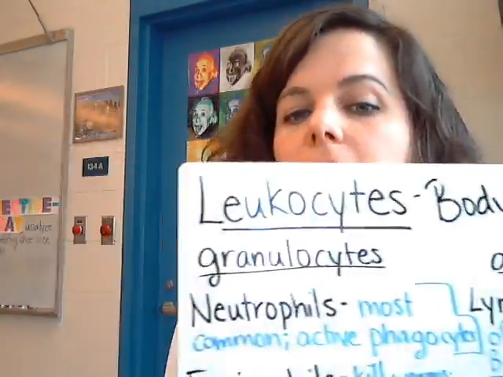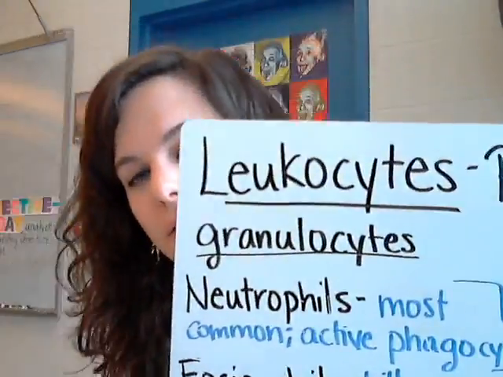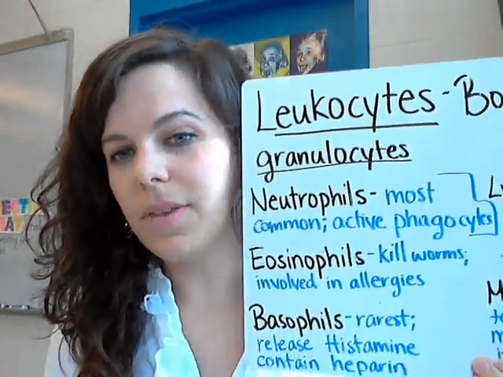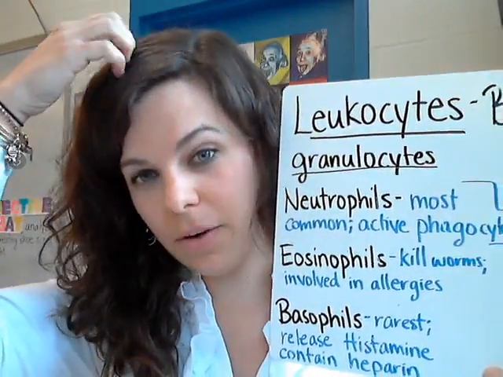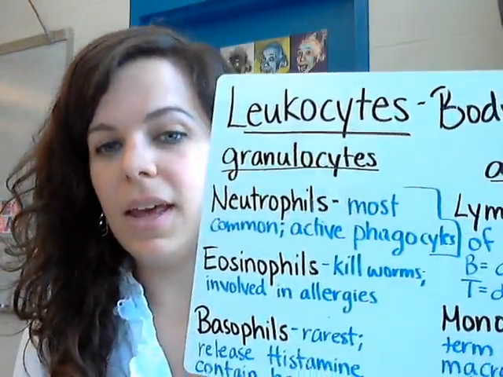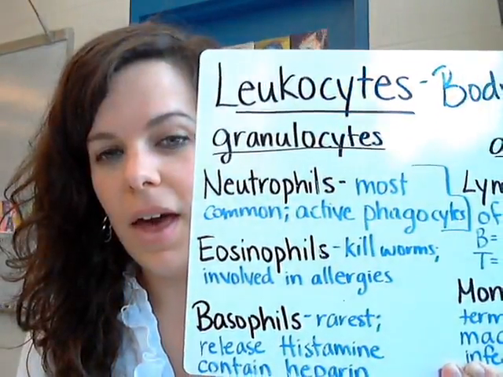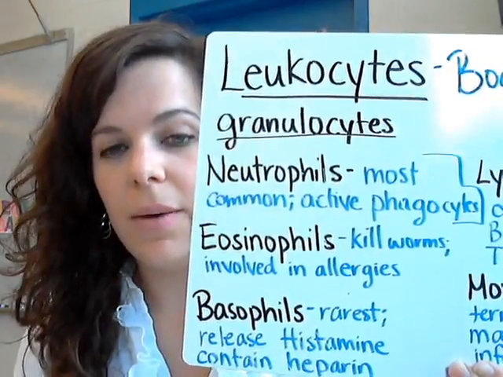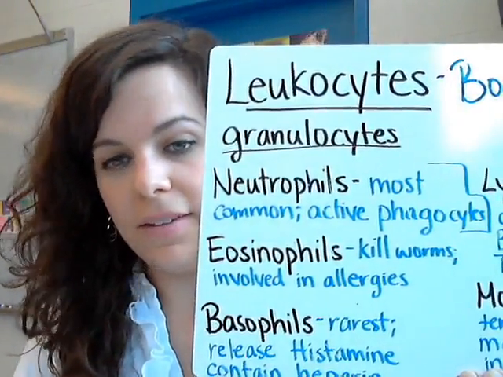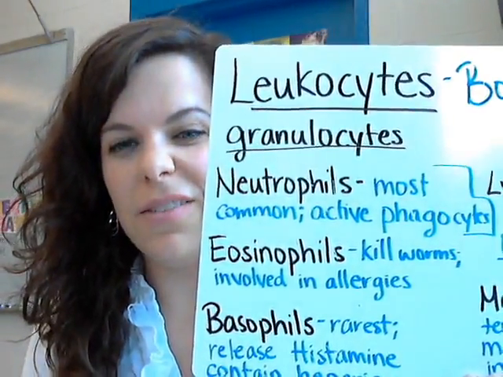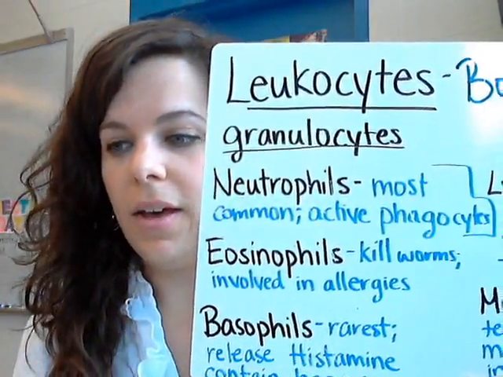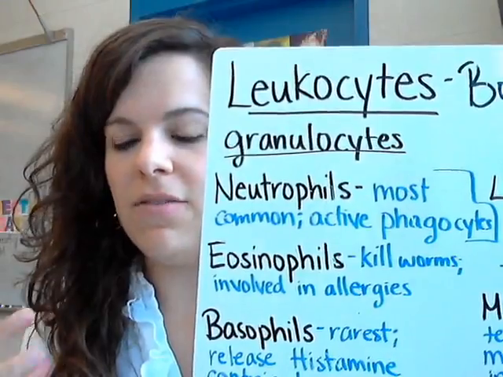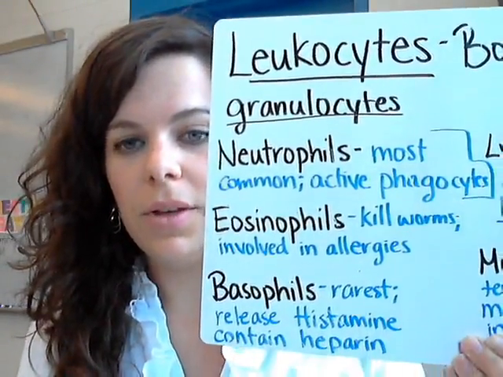So we're going to talk about granulocytes first. So neutrophils are one type of granulocyte, and they are the most common of all of the leukocytes, all the white blood cells. And what they do is they are active phagocytes. So what they'll do is kind of eat or ingest or take in those bad invaders that will try to make you sick.